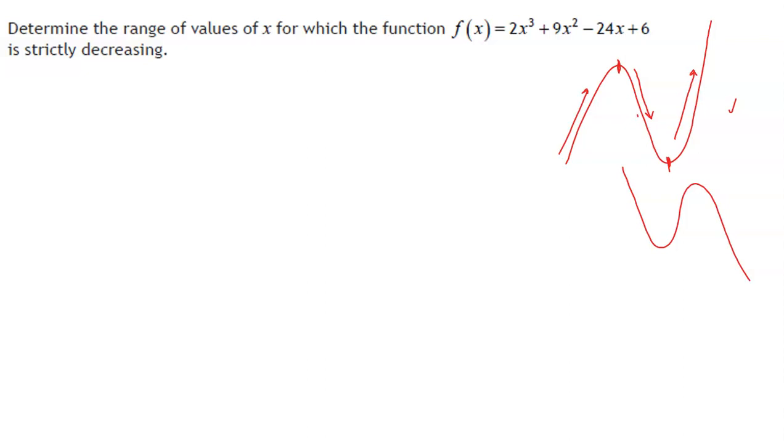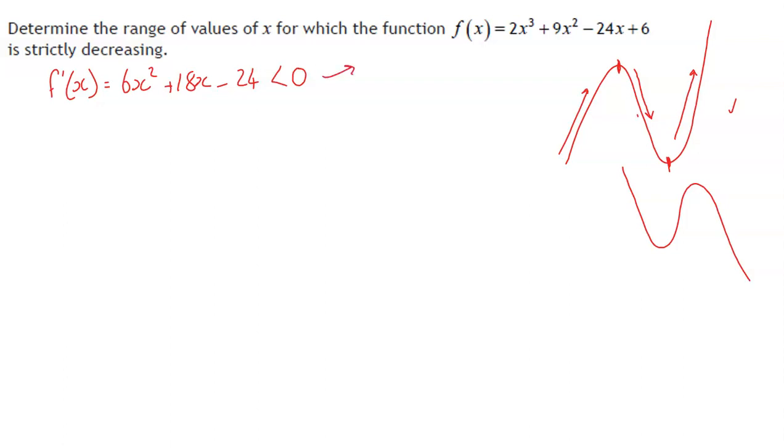So to do that, firstly, we take the derivative. So in this case, if I find f dashed of x, I get 6x squared plus 18x minus 24. Now what I want is where that is strictly decreasing, so where it's less than 0. So what I'm actually going to do is first find out where those turning points are.